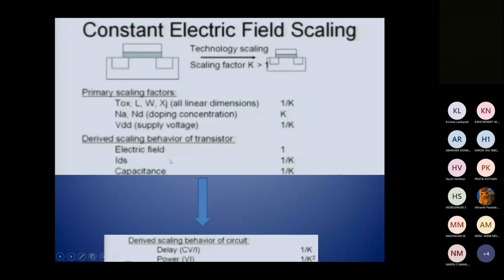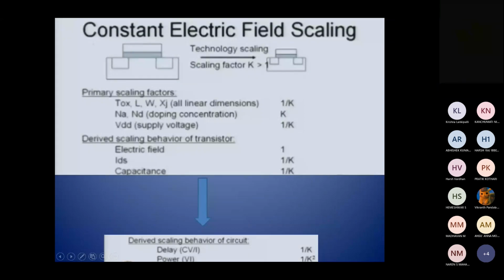Similarly, the capacitance of these devices: if for the bigger dimension it is C, it is reduced by 1 by k for the smaller dimension. Similarly, for derived scaling behavior like delay, delay is nothing but CV divided by I, the capacitance C, the voltage V, and the current I. So this value is reduced by 1 by k.